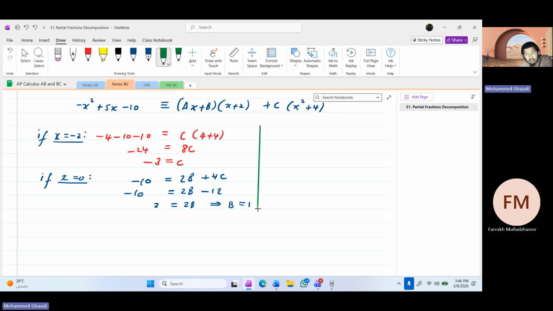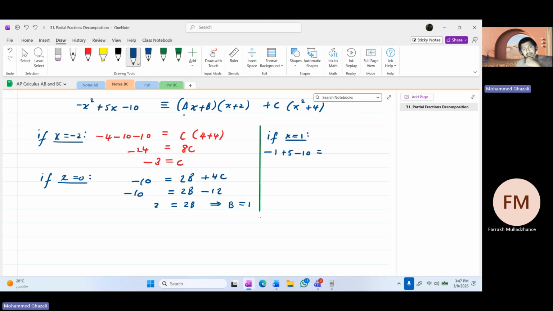Now, look, you have used 0 and 1. Choose any other value that you like. You can even choose 1. I like to choose easy numbers in the interval from -2 to 2. I wouldn't go more than that. So let me choose a number which is 1. If x is equal to 1, that's negative 1 plus 5 minus 10 is equal to, x is 1, right?